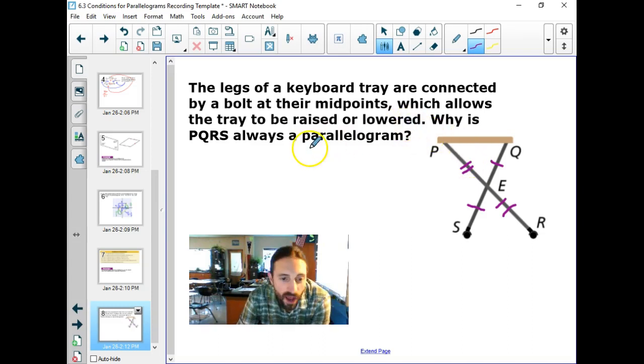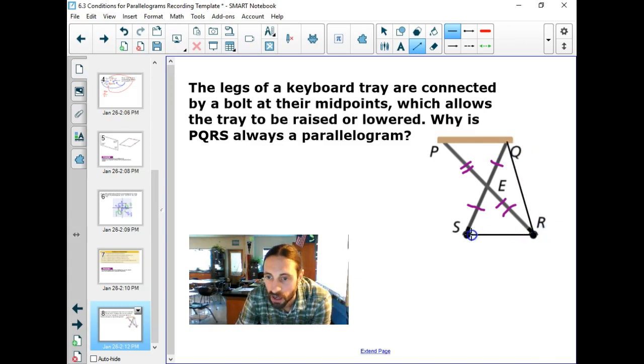Okay. Now, why is PQRS a parallelogram? Let me just put this in, P to Q, Q to R, R to S, up here like that. And then I'll connect that one too. Why is that always a parallelogram? You could easily say, well, it's a quadrilateral where the diagonals bisect each other. And that's enough to say that this is a parallelogram and everything else is all good.